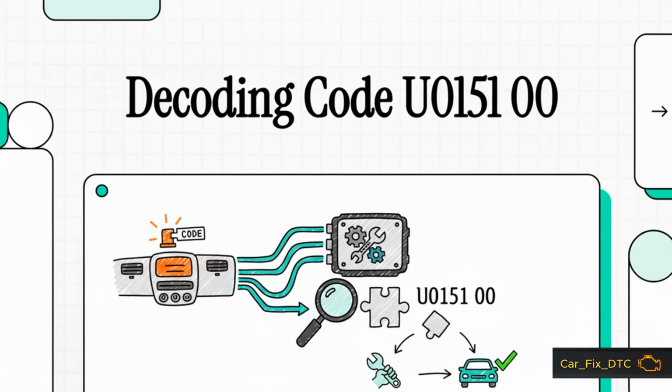So, you've got that weird code on your Chevy's dashboard, and yeah, it can be super frustrating. But don't you worry, you are in exactly the right place. Today we're going to break down code U015100, figure out what it actually means, and, most importantly, walk you through how to get it fixed. Okay, let's get right into it.